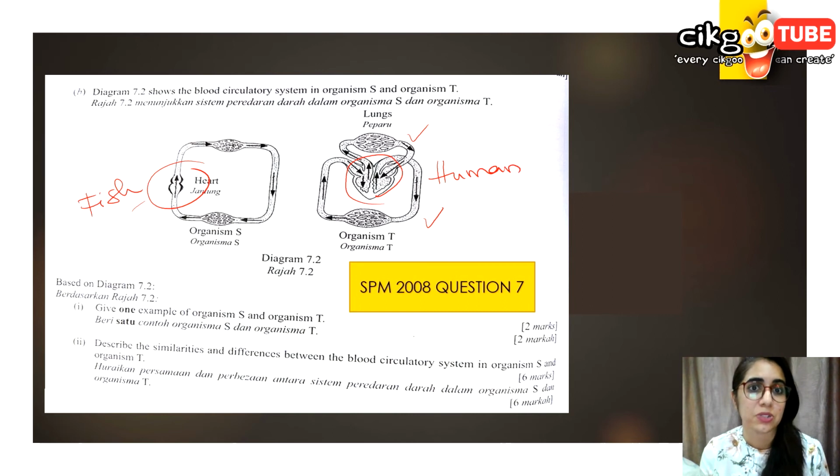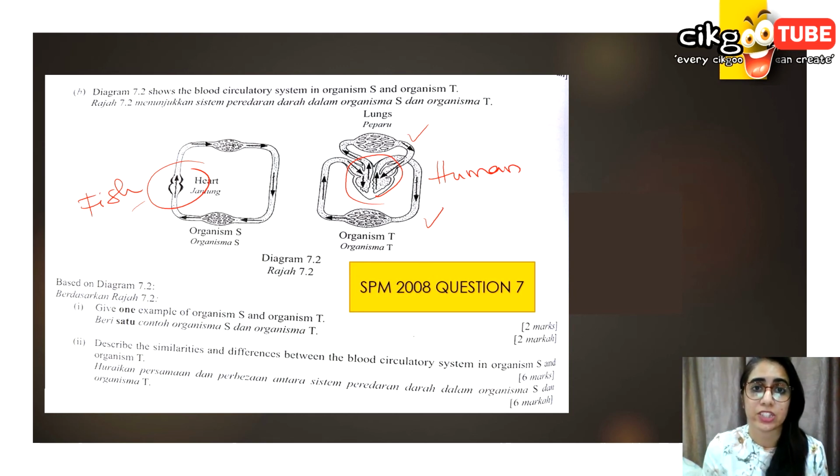What are the answers? Similarities are that both have a closed circulatory system and both have red blood cells which flow in blood vessels. The differences are that the fish have a single circulatory system while humans have a double circulatory system. Flows one time, this one flows twice. Fish has no septum in the heart, and septum is present in the human heart to separate the 4 chambers.